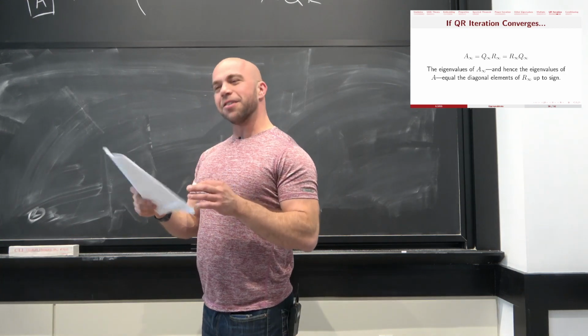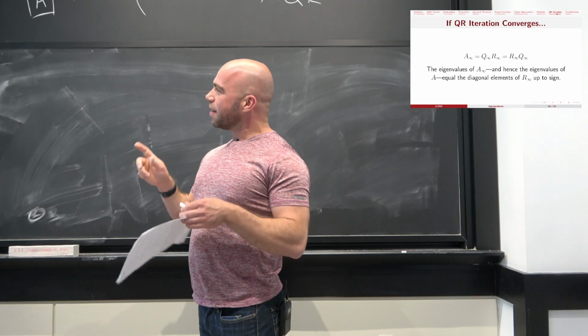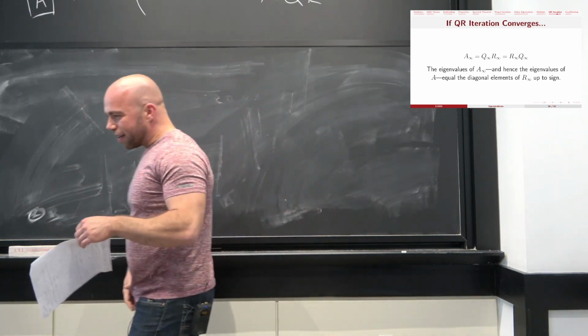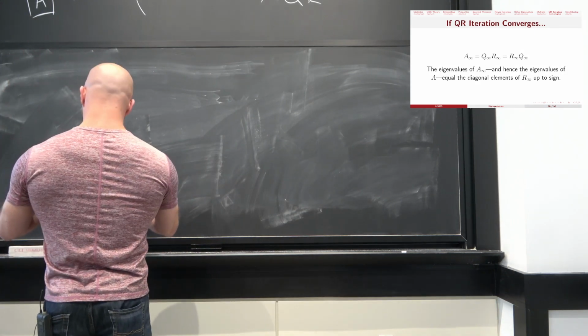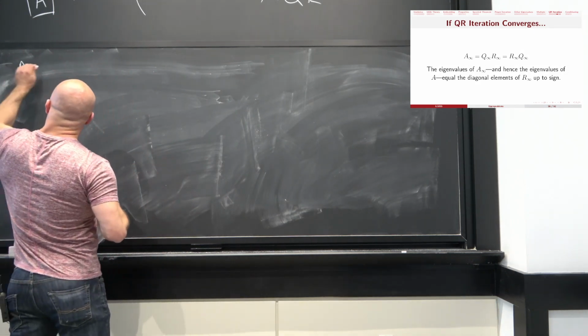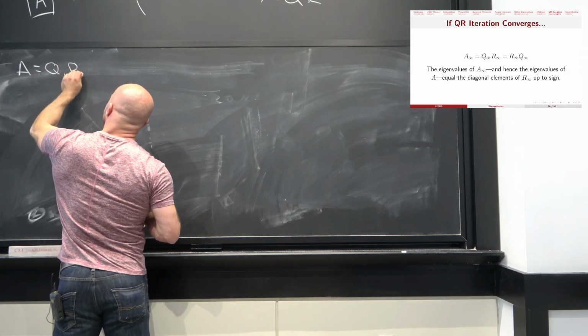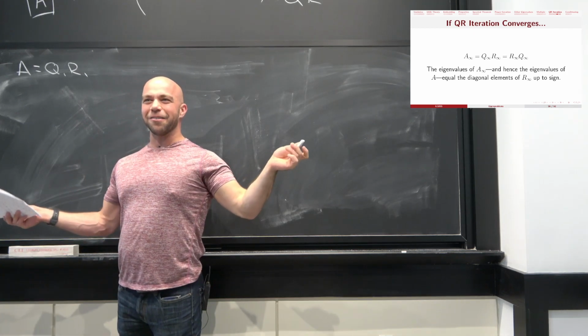So here's what we're going to do. We're going to take successive powers of A, and we're going to show that they can be written in terms of the iterates of our algorithm. This is a fun trick. Just by definition, our input matrix A is equal to Q1 R1. This is just the first step of our algorithm.